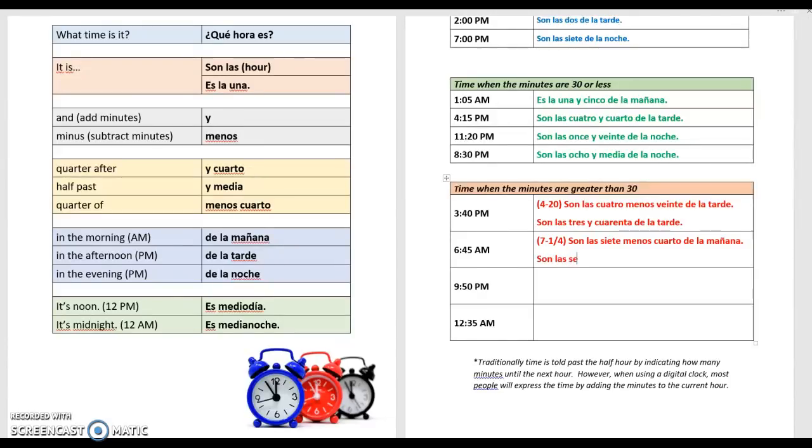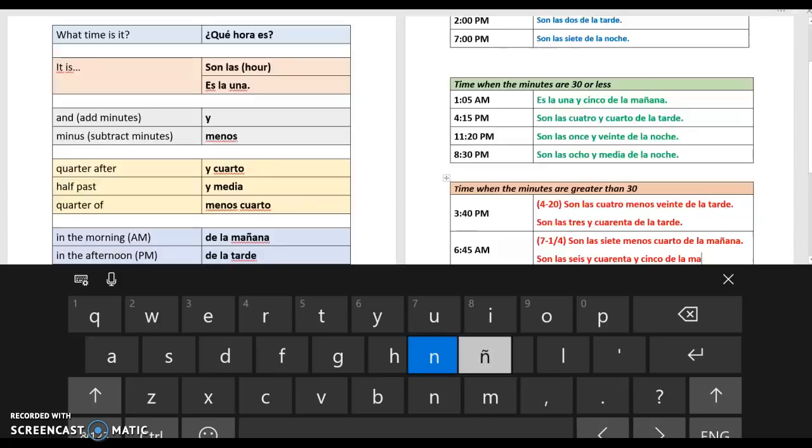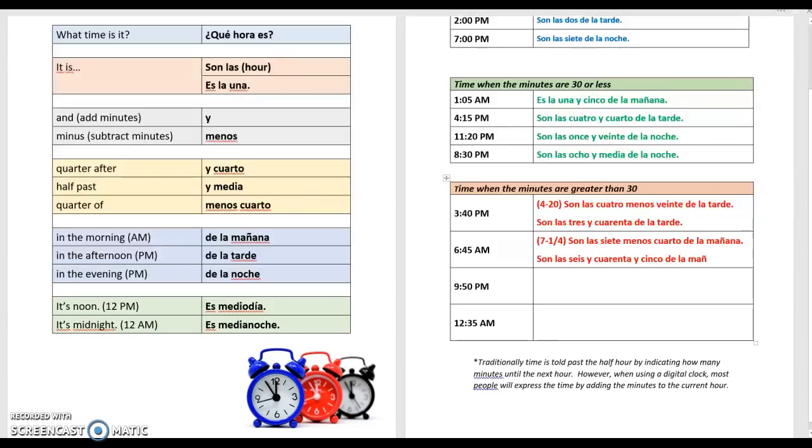Son las 6 y 45. I know that looks awful weird to have all those E's in the same order. Son las 6:45. It's totally fine. De la mañana otra vez. Bam. Sweet. All right, last one.